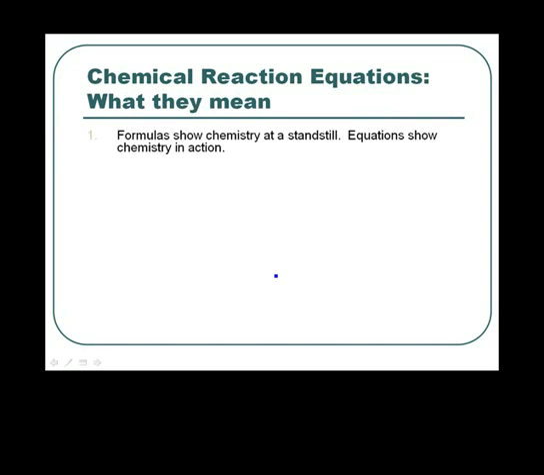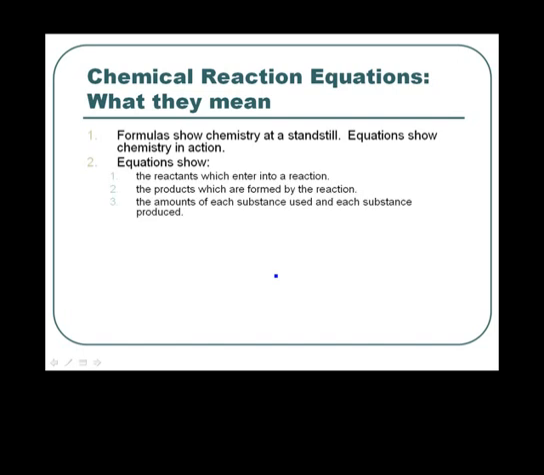So here's what chemical reactions mean. A formula shows chemistry at a standstill. It tells you what a substance is. Equations show chemistry in action. They have 3 parts. The reactants, which enter the reaction, and the products, which are formed by the reaction. We also need to usually know the amount of each substance used and the amount of each substance produced.